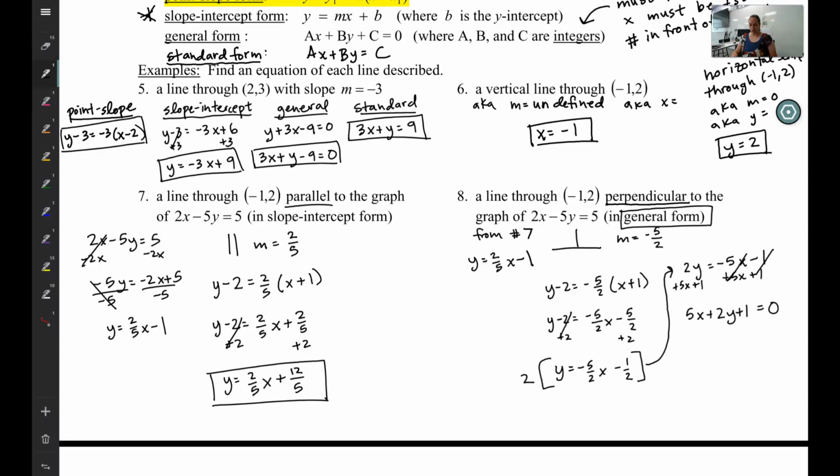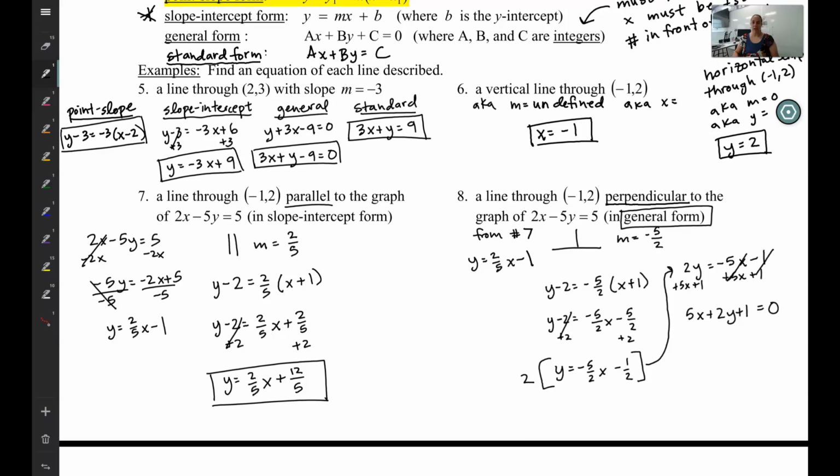Okay, number 8. Same equation, so I just borrowed our slope-intercept from the first one, 2/5 x minus 1, but this time we want perpendicular, so we want opposite reciprocal, which means our slope is going to be negative 5/2. Put it into point slope form again. I simplified the slope-intercept first, but this equation specifically asked for general form.